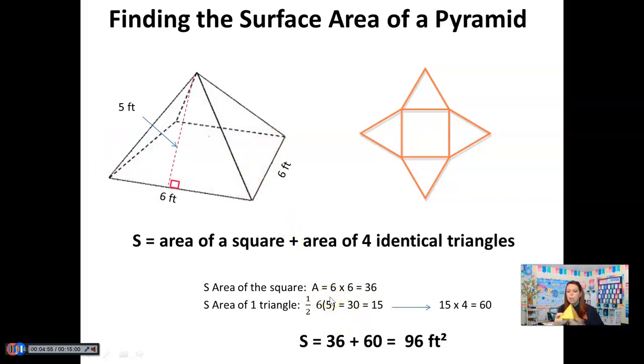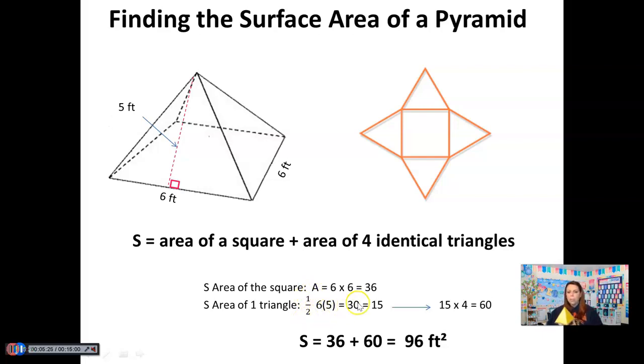And then we have 4 equilateral triangles, meaning 4 triangles that have the exact same measurements. Remember that for the area of a triangle, the formula is half the base times the height. It says that the base is 6 and the height is 5. So we could take 6 times 5, which is 30, and divide that by 2 because we want half of the base and the height.